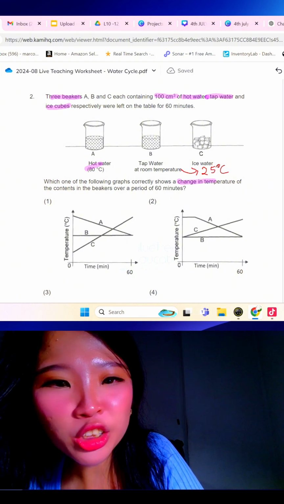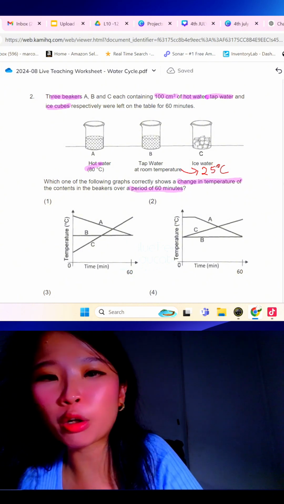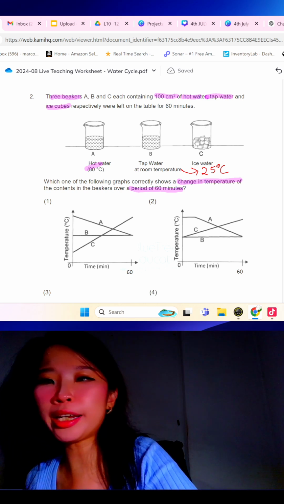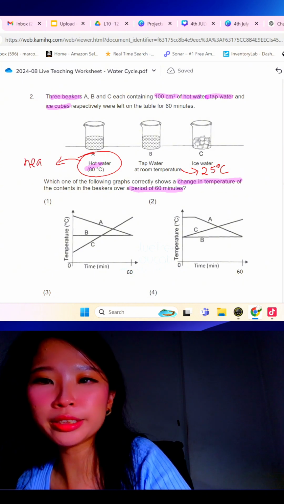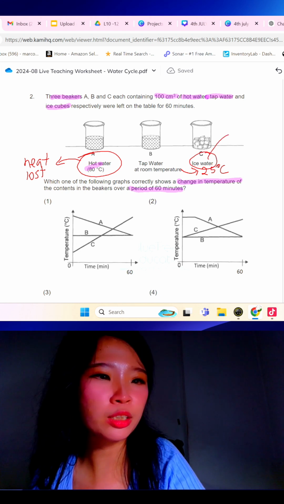Okay? A change in temperature in the contents over a period of 60 minutes. So which means what? Over a period of time. So we know that for A, what happens? It will have heat loss, right? Whereas for ice water, what happened?